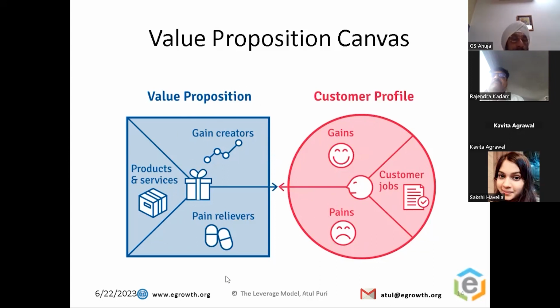So for us as a business, we need to look at these three perspectives and answer all of them. To address the pains, we have to give the pain relievers. To address the gains that the customer is looking at, we have the gain creators. And to do the job that the customer wants to get done, we have the products and services. So the value proposition in toto is a combination of the product or service that we're giving, the gains that we address, the pains that we relieve. This is the value proposition. Next week, we will be talking about this in depth. All right.